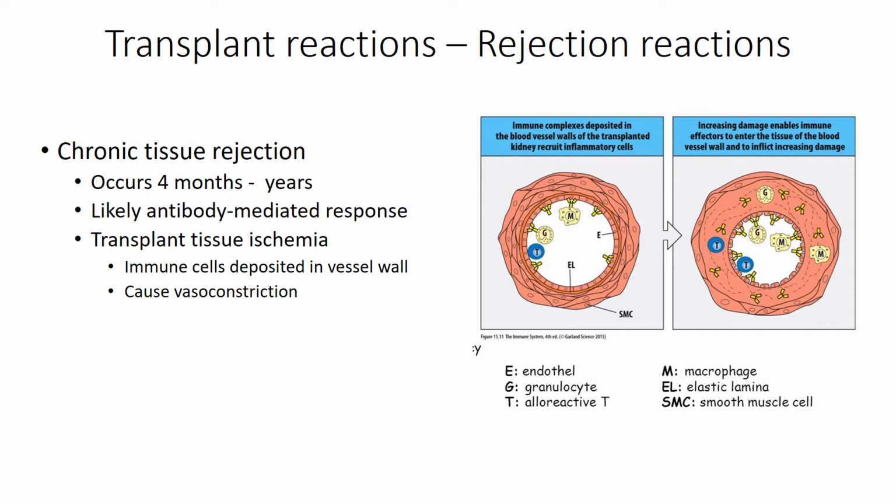The last type that we have here is chronic tissue rejection. This occurs 4 months up to years. And so we see that this is an antibody-mediated response, and really it's antibody-antigen complexes. So the antigen-antibody complexes end up getting inserted into the tissue itself. So maybe the donor tissue gets embedded with these antigen-antibody complexes, causing vasoconstriction locally, and reducing blood flow to that site. So eventually the organ ends up becoming necrotic because it's not receiving enough oxygen.